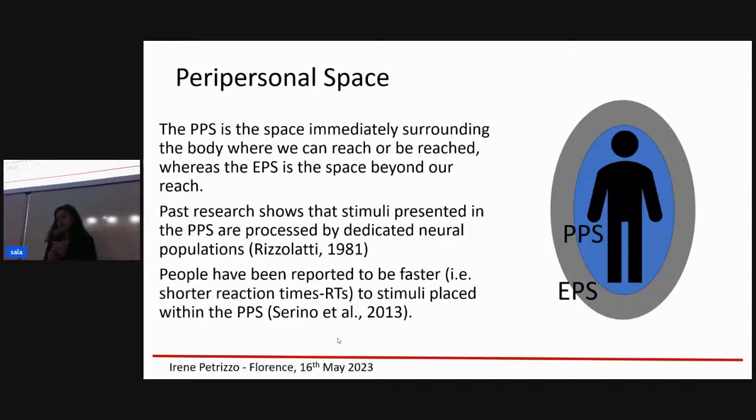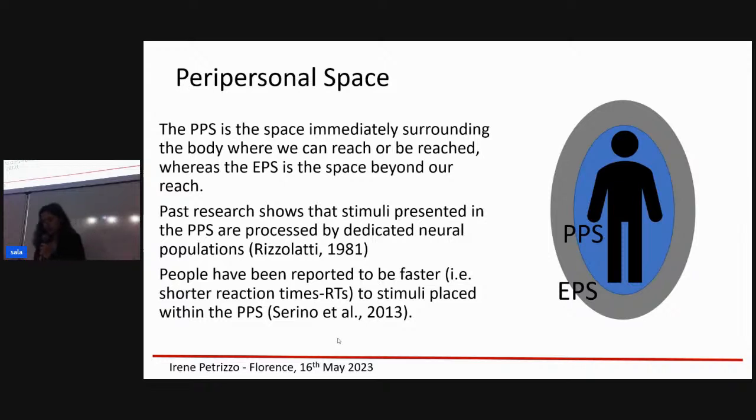So peripersonal space is a way of defining the space around us and the space that immediately surrounds our body. So everything that is within arm's reach, everything that we can touch is in the peripersonal space. Everything that is beyond arm's reach is in the extrapersonal space. And past research has shown that there are populations of neurons in the monkey that are specifically dedicated to perceiving stimuli that are in the peripersonal space, because for interacting purposes with the environment and also defensive purposes, what is closer to us is more important than things that are far away.